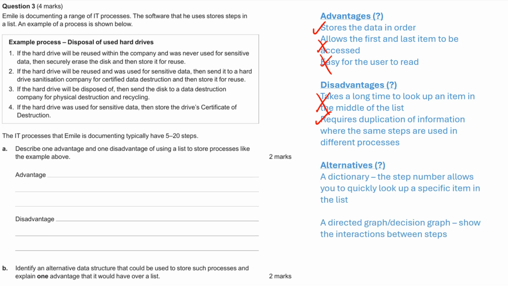Alternatives, well, you could have said a dictionary or an array. They would both make the same mistake. Again, this idea that speed matters in this case. They are appropriate ADTs, but they don't really have an advantage.